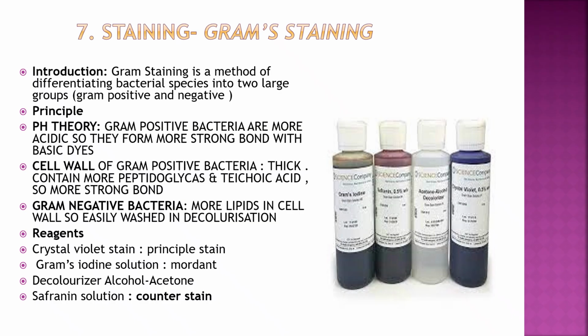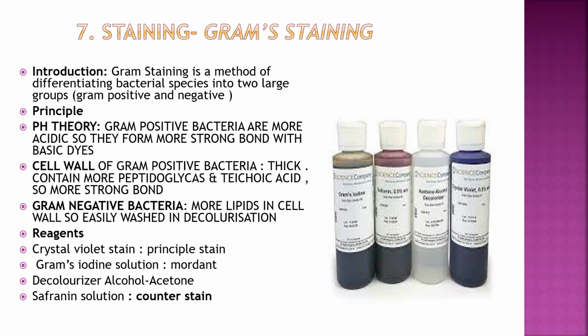And in gram negative bacteria, the teichoic acid is absent, the cell wall is thin, and they are less acidic and have more lipid in the cell wall. So there are less strong bonds with crystal violet, and after decolorization pores are formed because the lipid is dissolved in the acetone alcohol, through which the stain is removed or washed. That is why gram negative bacteria do not retain the crystal violet color, and therefore they are stained by the counterstain, that is safranin.